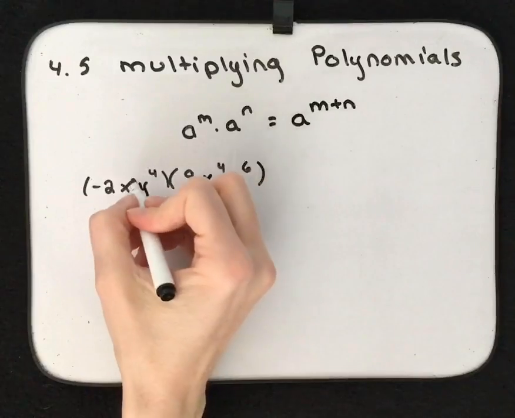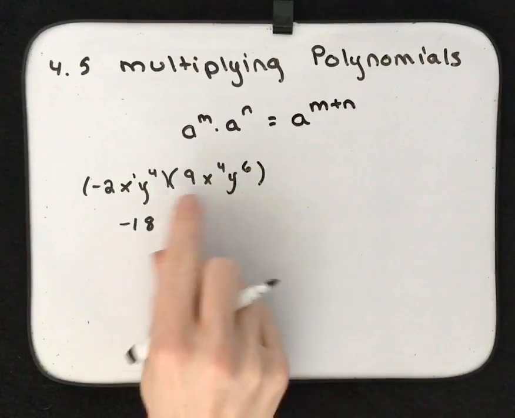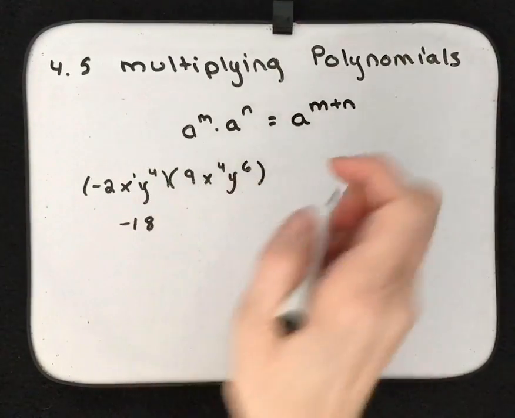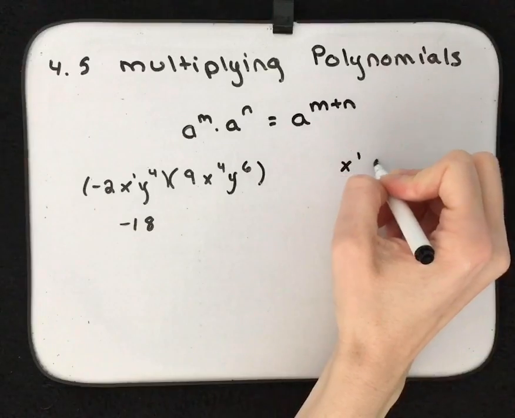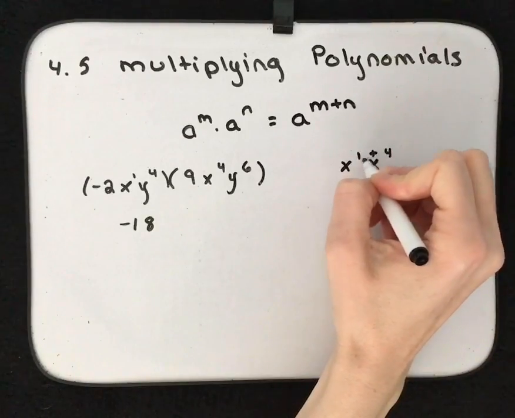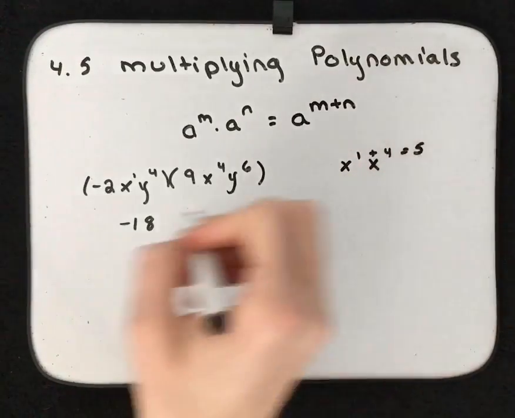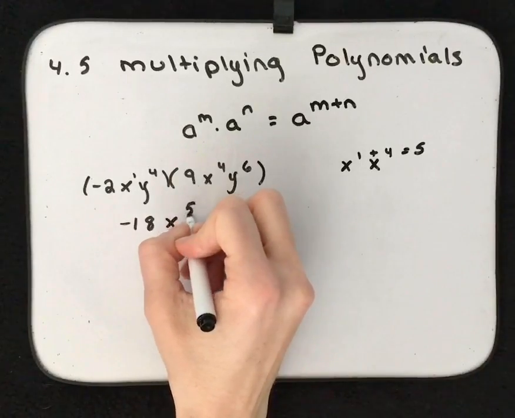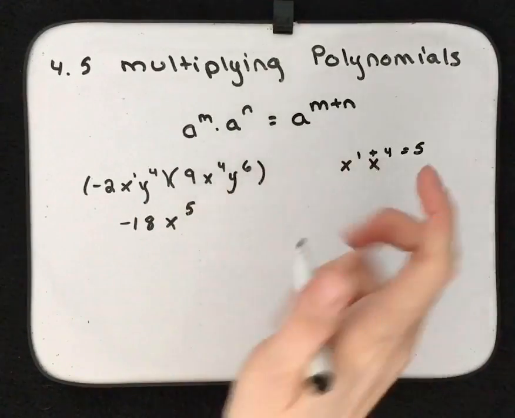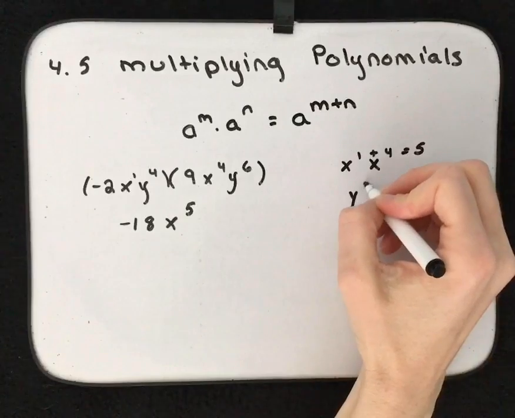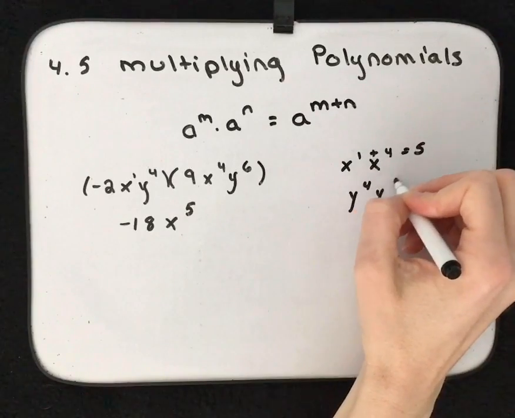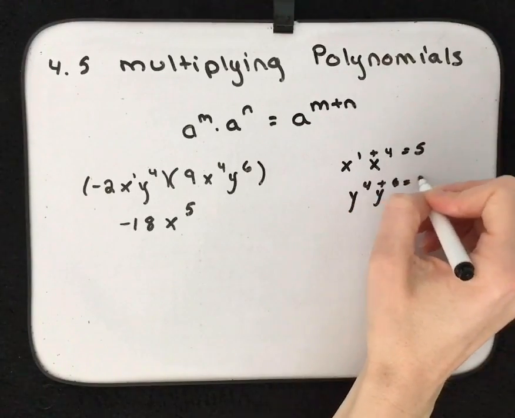I have x to the first, and I have x to the fourth. So x to the first times x to the fourth would look like x to the 1, x to the fourth. 4 plus 1 is 5. So x to the fifth. I have y to the fourth and y to the sixth. So that would look like y to the fourth times y to the sixth. 4 plus 6 is 10.